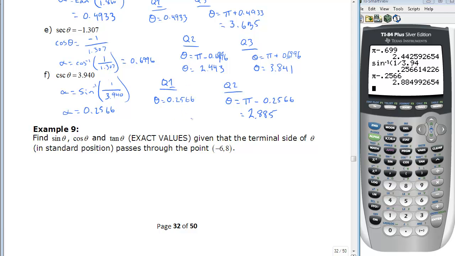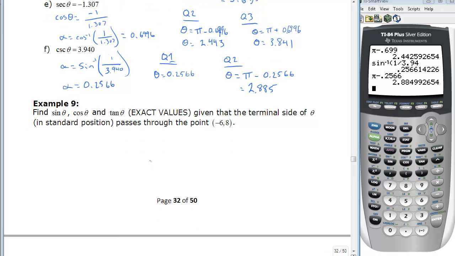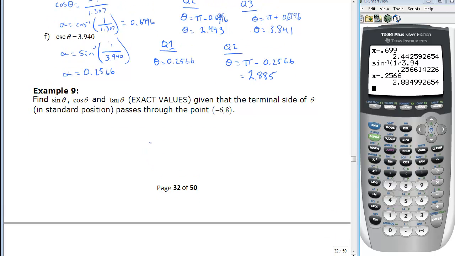We're going to go ahead now, even though this video has gone a little longer than I wanted, to find example 9. That'll finish this section for us. So we're looking for sine, cosine, and tan in exact values here for a terminal side that goes through this point, and we've done these kind of questions already in quadrant 1, but you'll notice this is -6 and 8, so -6 and 8 is over here in quadrant 2.